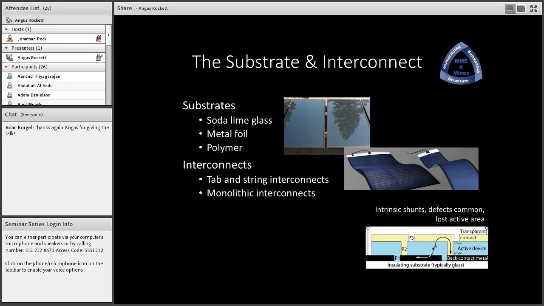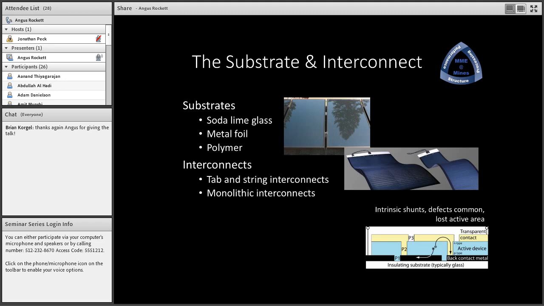The other alternative is the monolithic interconnect. And here what we're going to do is to lay down complete layers. It's what's used in the modules shown in the image at the top. So you pattern the back contact metal, the so-called P1 scribe. You deposit the active layer and scribe that. That's the so-called P2 scribe. Then you lay down a transparent conductor over the top and scribe that using a so-called P3 scribe.